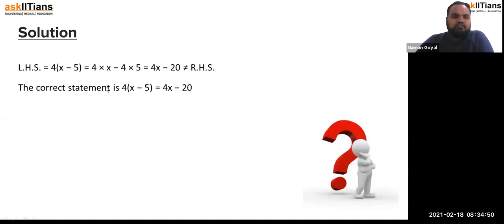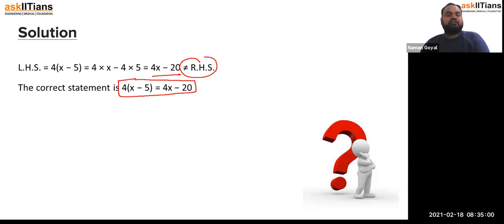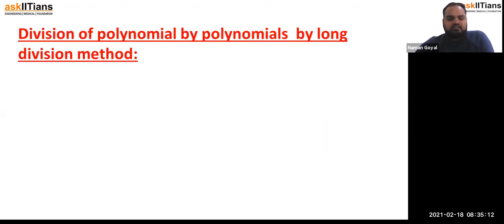Okay, so we can say that if you see, this is the answer, and which is not equal to the given statement. So the correct statement is 4 into x minus 5 equals 4x minus 20, not 4x minus 5, isn't it? So are you getting my point? Okay, so this is very easy. Okay, now the next concept is how we divide a polynomial by the long division method.